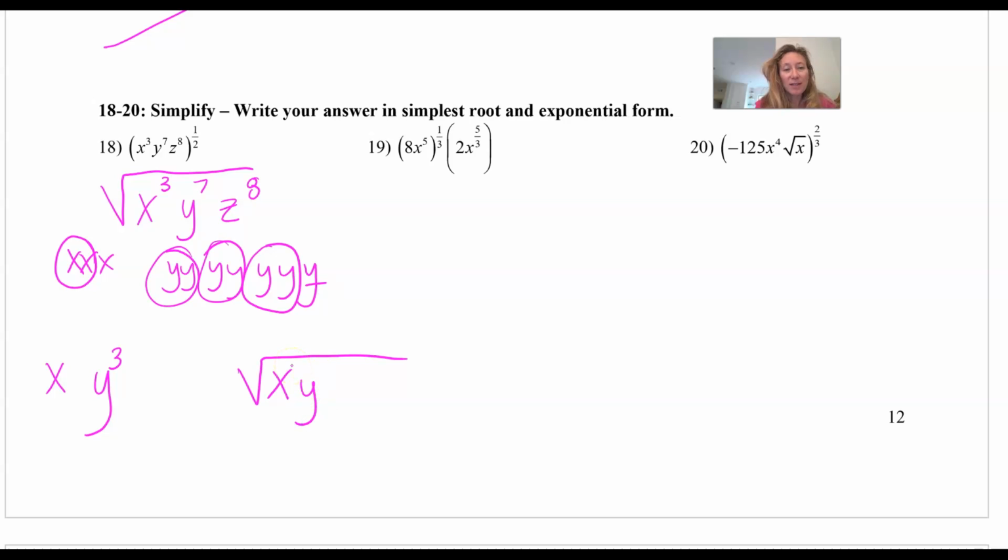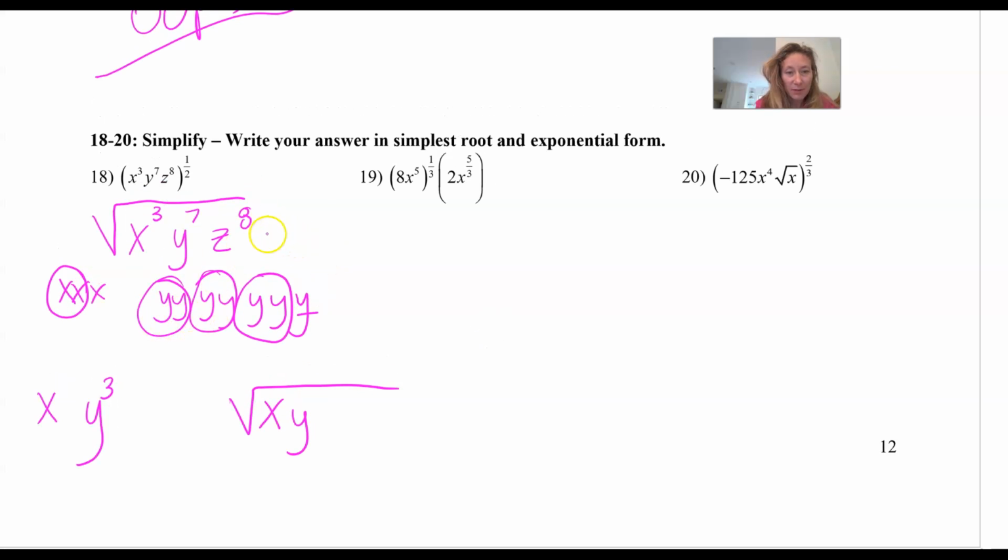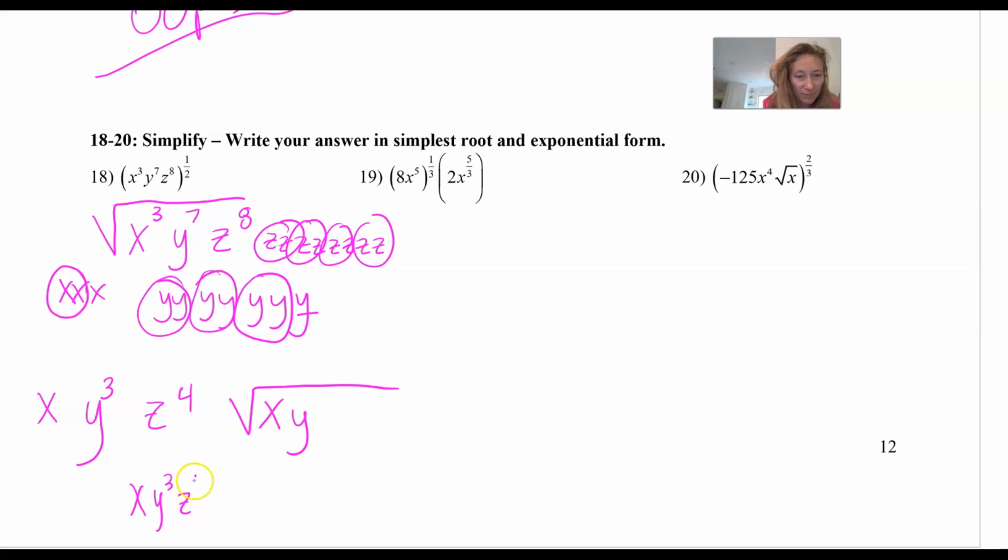And then with z to the 8th power, that would be z, z, z, z, z, z, z, z, 1, 2, 3, 4. So that would come out evenly as z to the 4th power. So to write this so that it looks its best, x, y cubed, z to the 4th, and then rad xy as our simplest radical form.